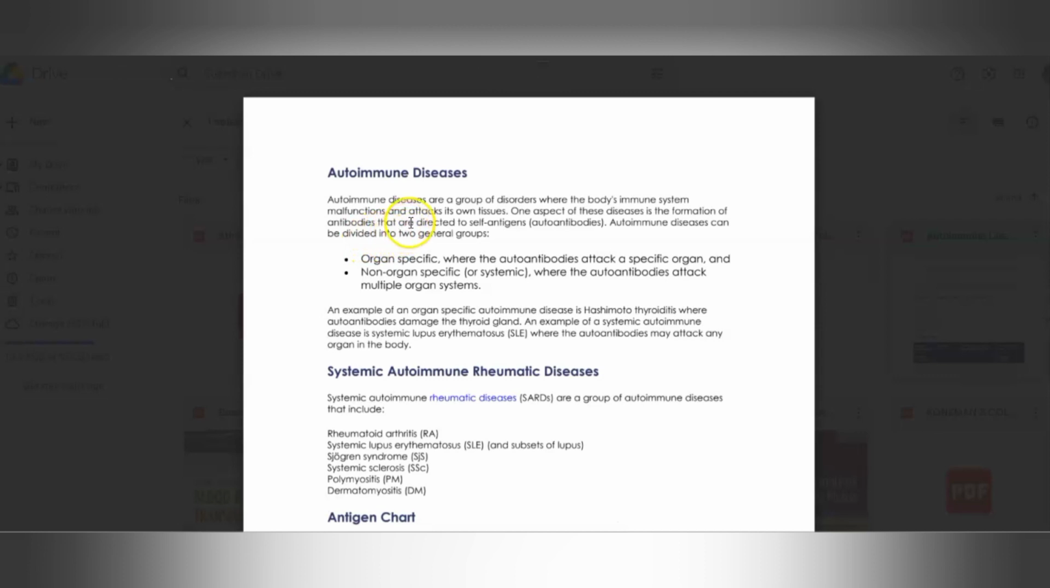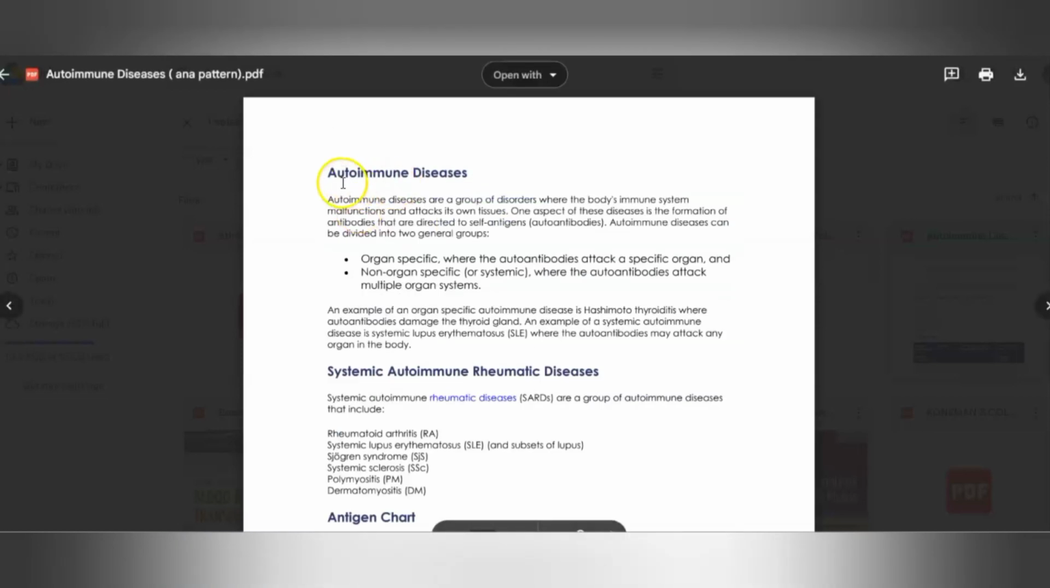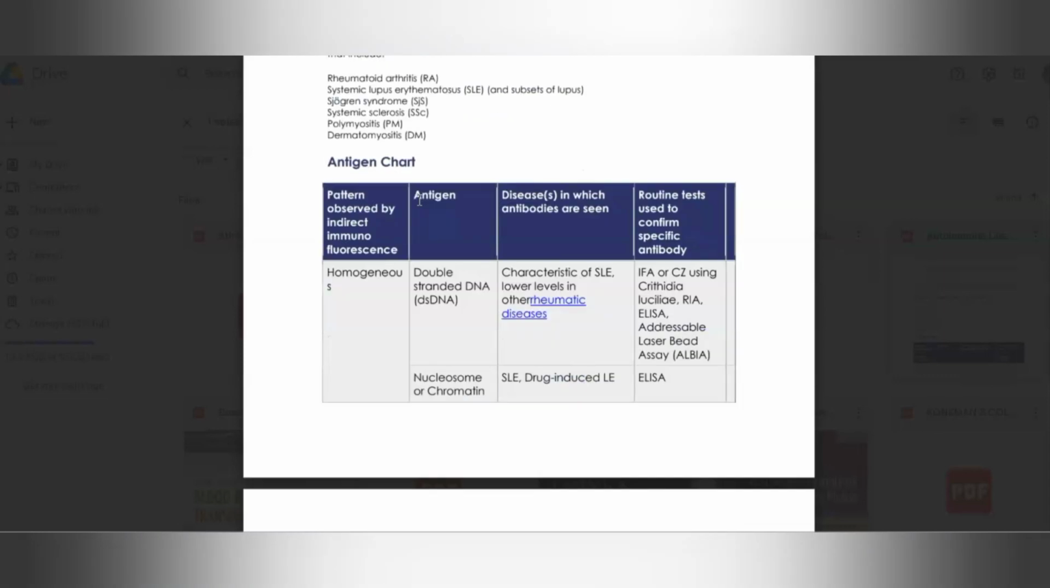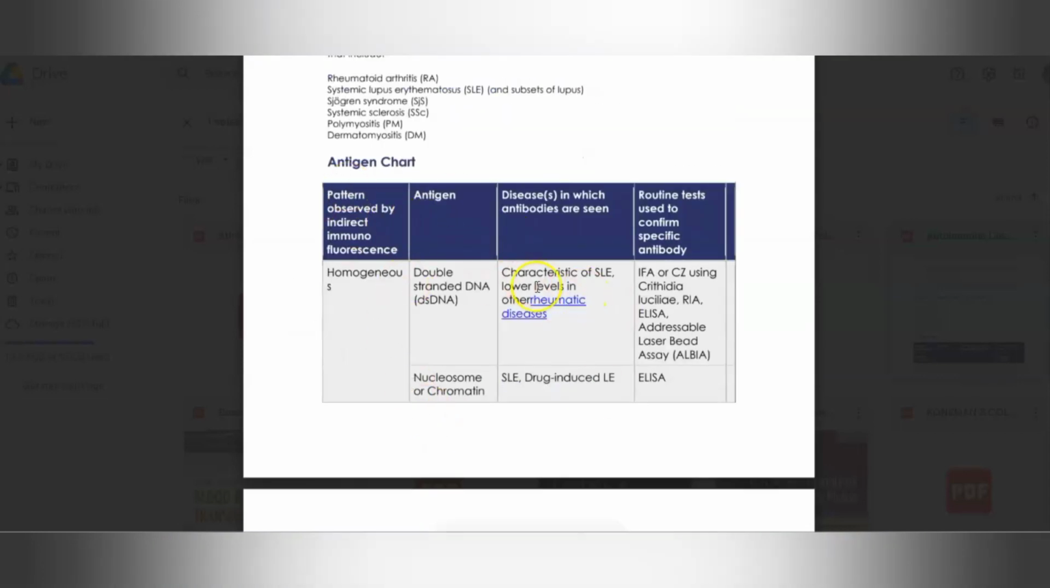Another write-up I found, it's not really a book, but a section from a certain book that explains well about autoimmune diseases, the systemic autoimmune rheumatoid diseases such as rheumatoid arthritis, SLE, polymyositis, dermatomyositis. They explain very well here, and then they tell you the antigen that is found and the pattern that you will see when you examine it by indirect immunofluorescence.